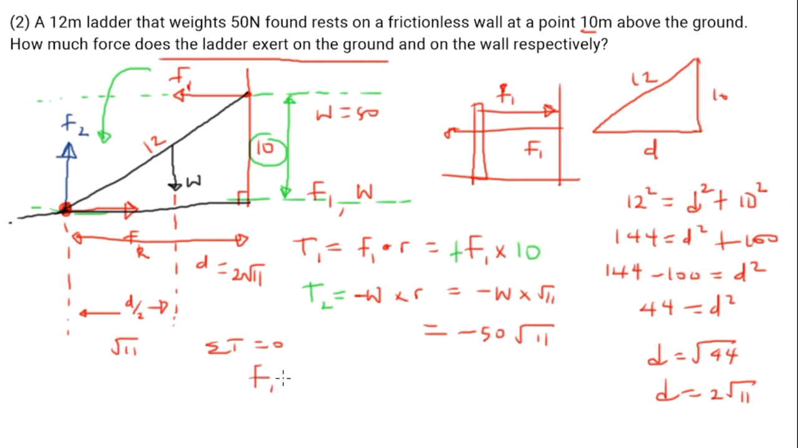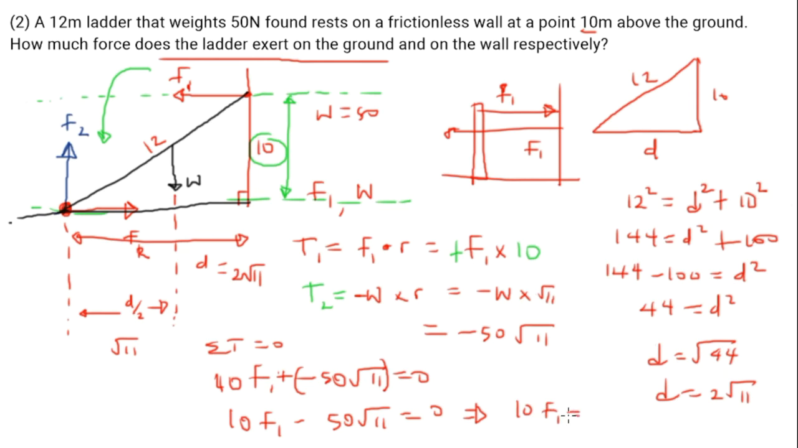So we can say that 10 F1 minus 50 root 11 must be equal to zero. I just added plus, and because we have minus, it's the same thing as if I have it in this manner, 10 F1 minus 50 root 11 equal to 0. It implies that 10 F1, if I add 50 root 11 to both sides, or if I take 50 root 11 to the other side, I will have something of this nature. I can divide both sides by 10 in order to obtain F1.